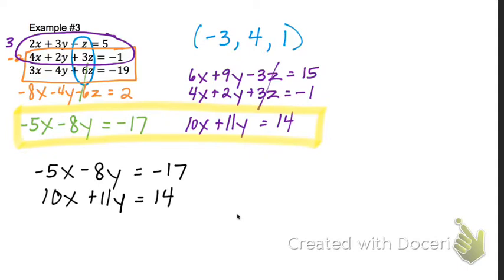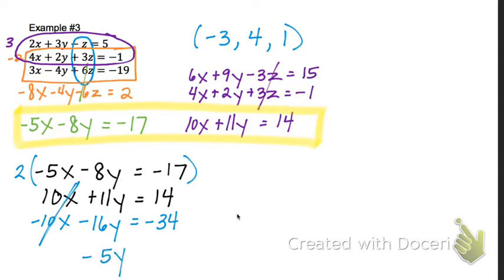Now, doing this, which one makes the most sense, elimination or substitution? Elimination. I'm going to multiply what by what? -5 on that one, and 2 on the other. Good. So that gets me negative 10x minus 16y equals negative 34. Eliminate. Negative 5y equals negative 20. So y equals 4. This is where the fun part starts. I mean, I think the whole thing is fun personally.